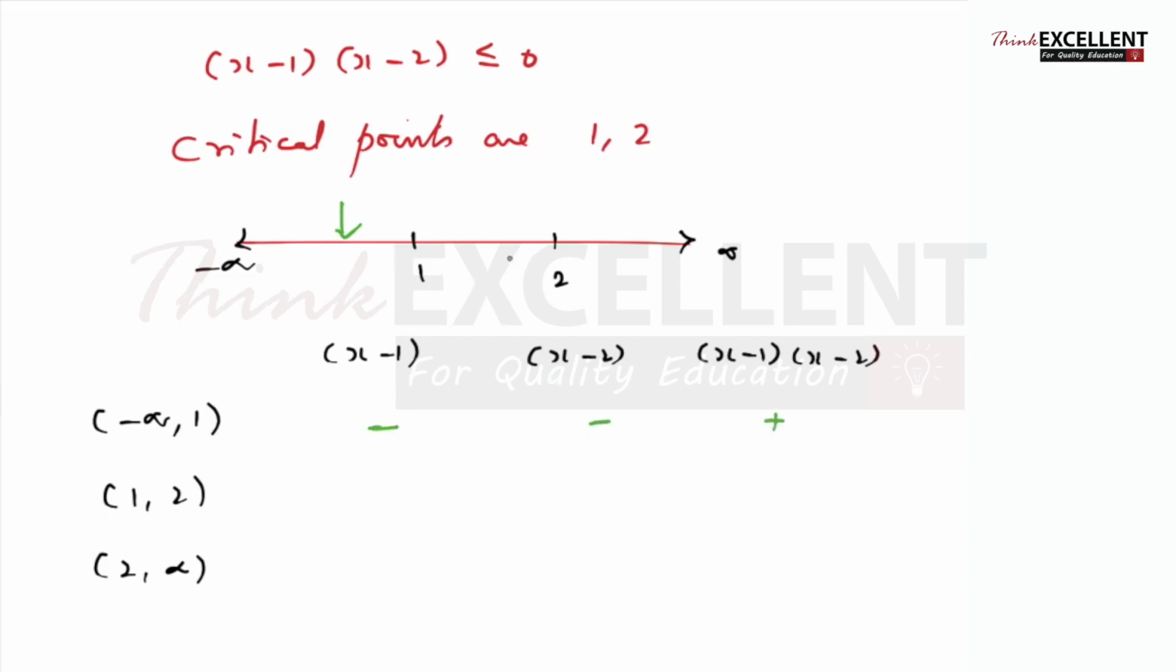1 to 2, for example, you put 1.5. Between 1 and 2, don't think nothing is there. So many numbers are there. Between 1 and 2, for example, you take 1.5. 1.5 minus 1 is positive, 1.5 minus 2 is negative. So it is negative, positive, negative. More than 2, for example, you give 10, positive, positive. So it is positive.